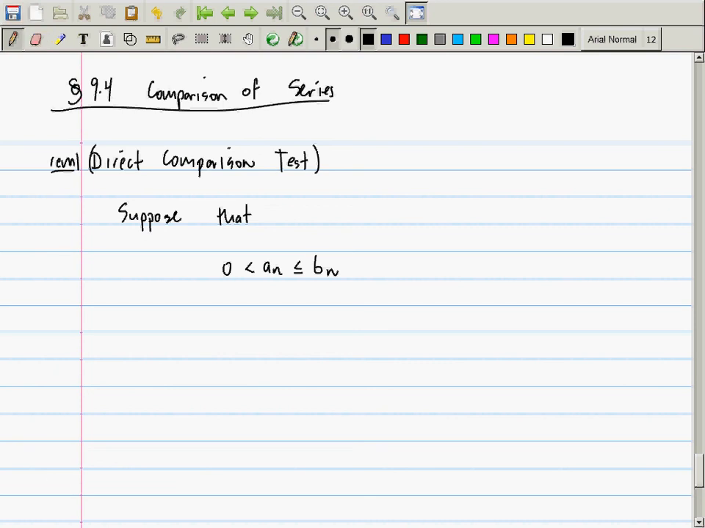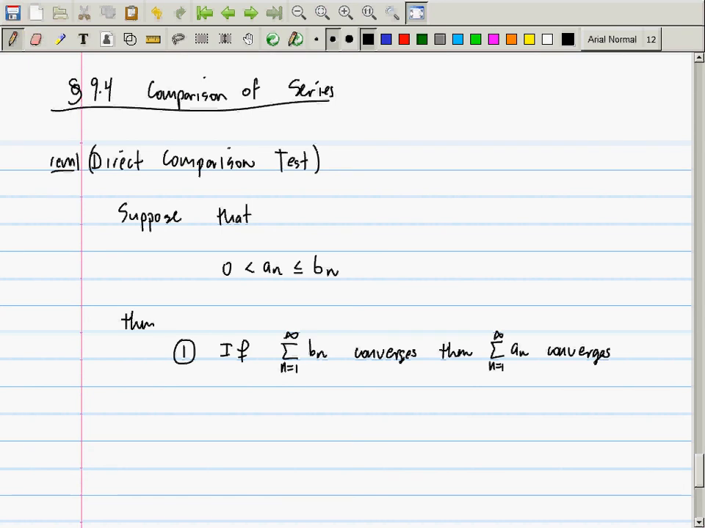Okay, then, two properties. One, if the sum from n is 1 to infinity of bn converges, then what is the conclusion? The sum of an has to converge. Now I'll use adjectives to make it more clear. If I have two sequences that are positive, a big sequence and a little sequence, if the big sequence converges, then the little sequence has to converge, because the big one has to converge to something bigger, and therefore the little one also must converge.